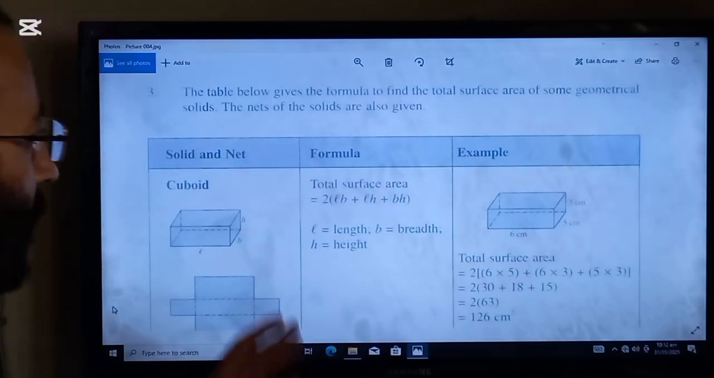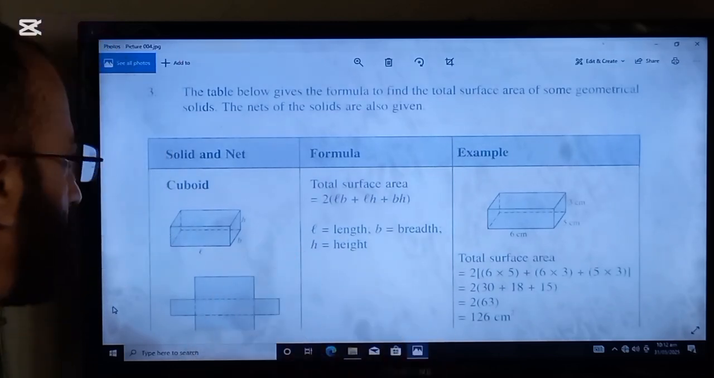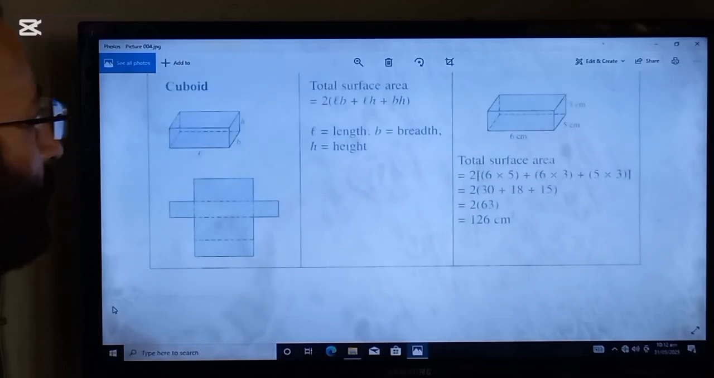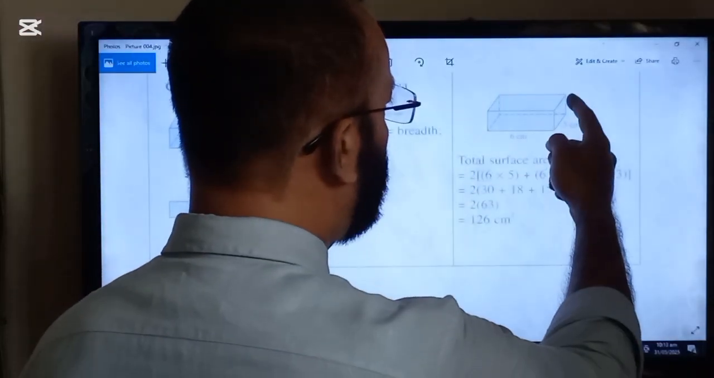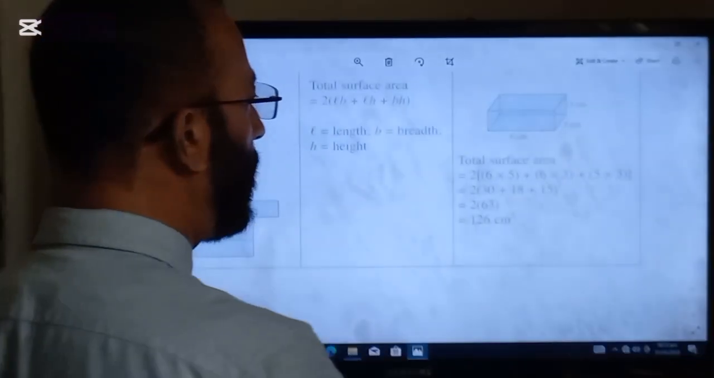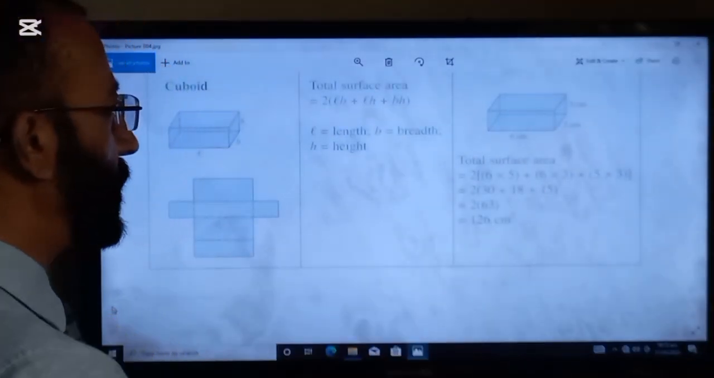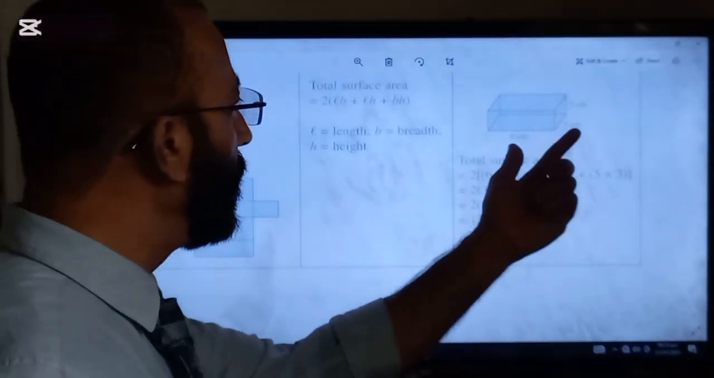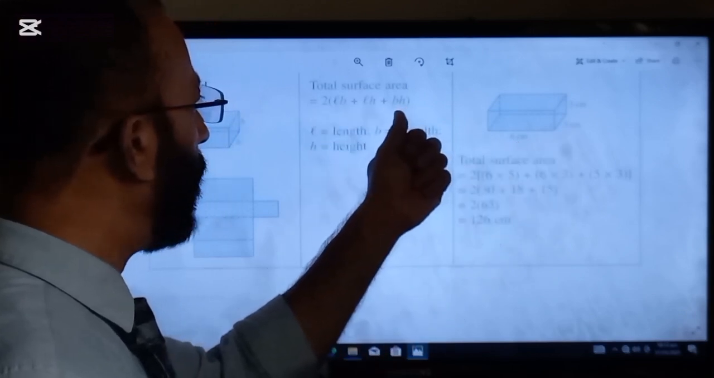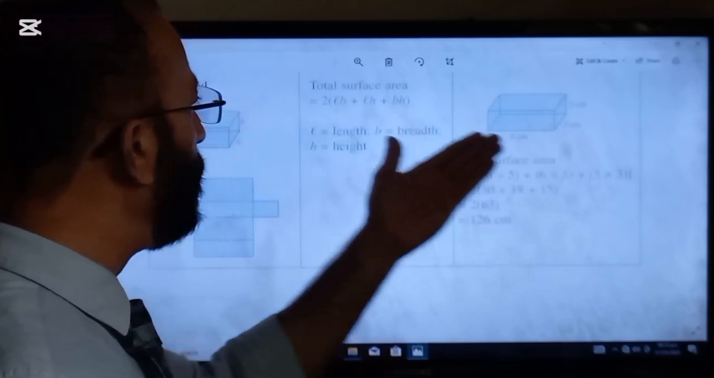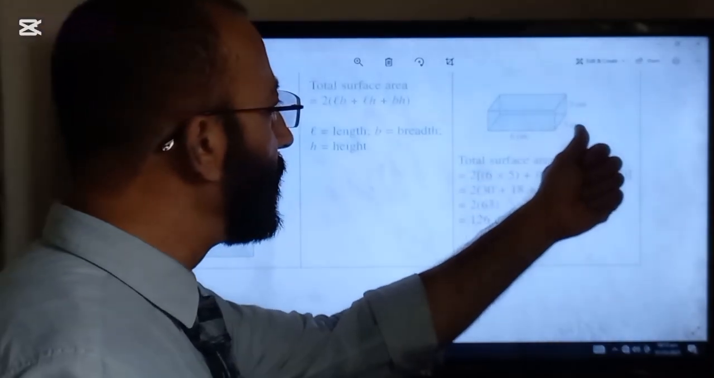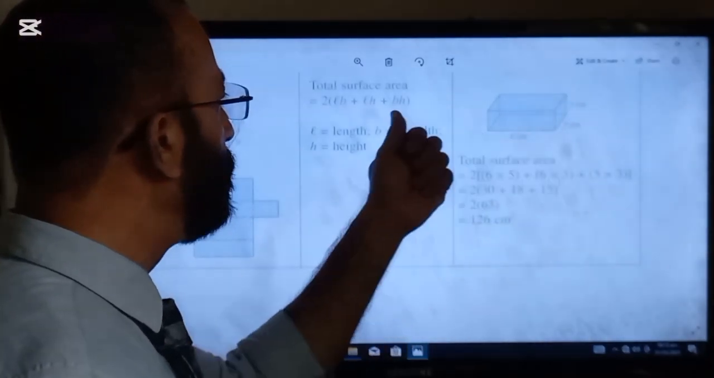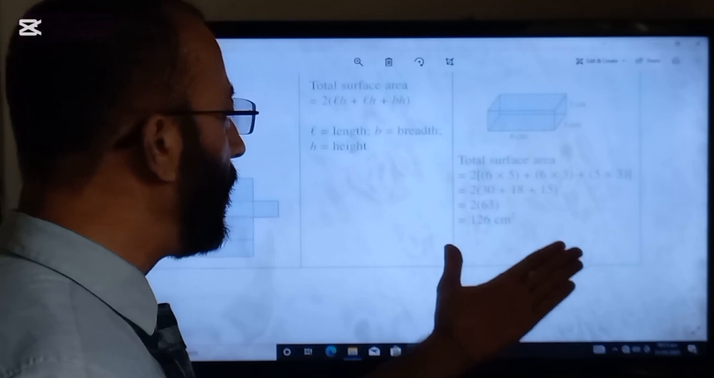Okay, now we will clear this concept with the help of an example. For example, we are given a cuboid whose dimensions are given 6, 5 and 3. Requirement is the total surface area. We will put all these values into this formula. So length is 6, breadth is 5, height is 3. Put all these values into the formula, you will get the answer.